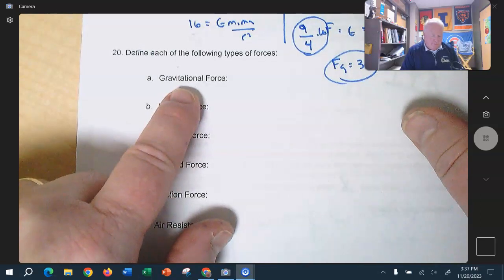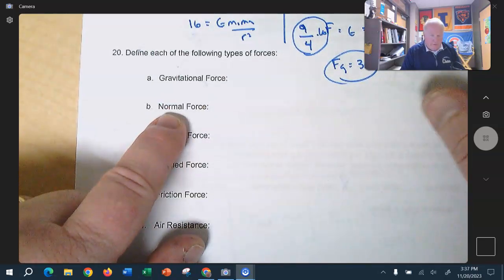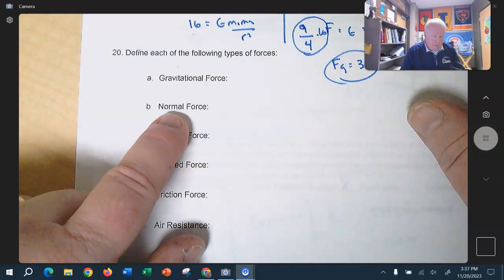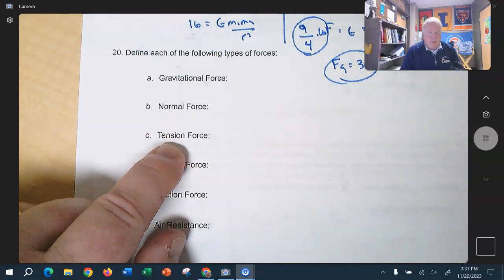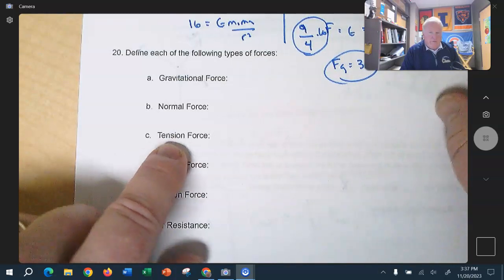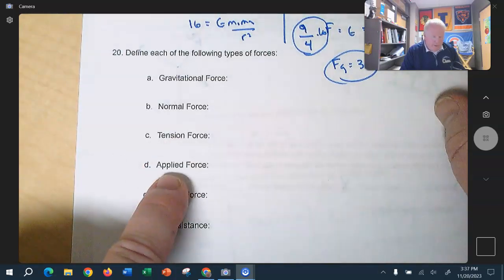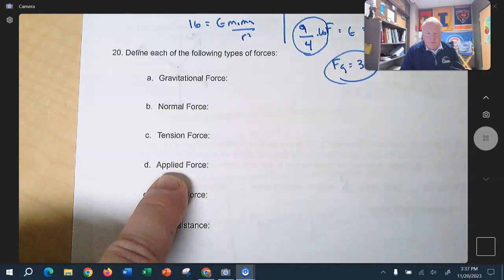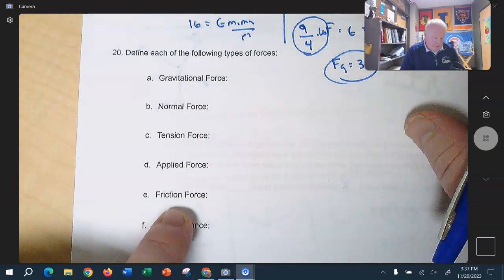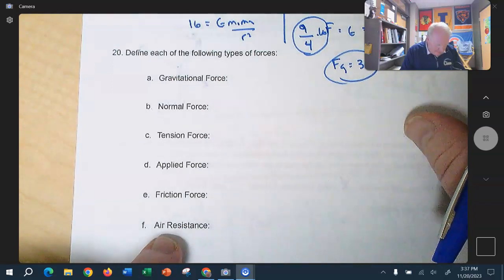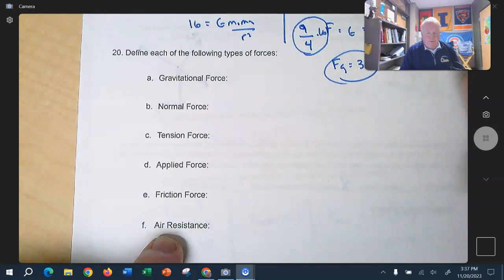And the last stuff you can look at: the gravitational force is the force that the Earth or some sort of planet provides. The normal force is the force of the ground or a table or something like that. The tension force is the force caused by a rope. The applied force is anything caused by a person or anything that's pulling. Friction force is always opposite the direction of the motion. And air resistance is basically a friction force.